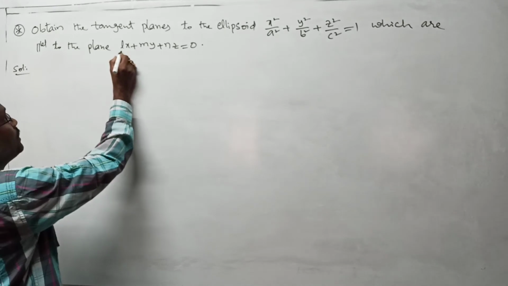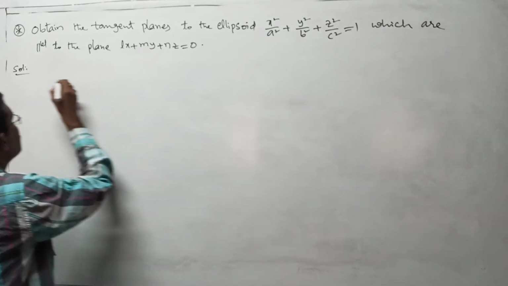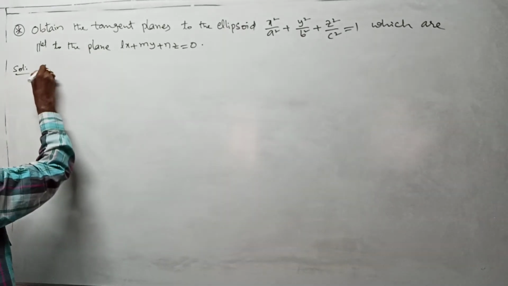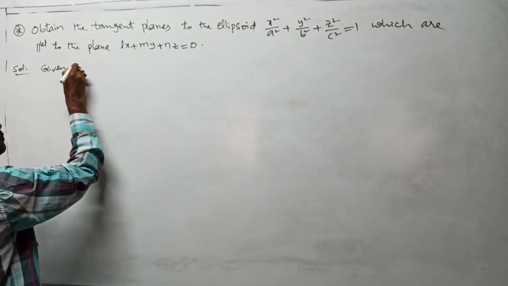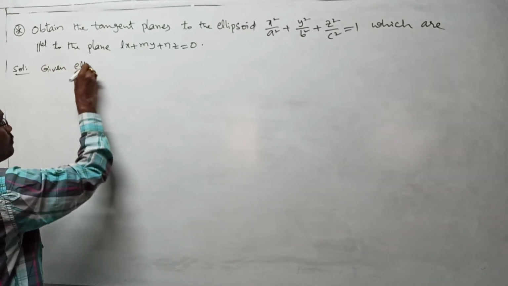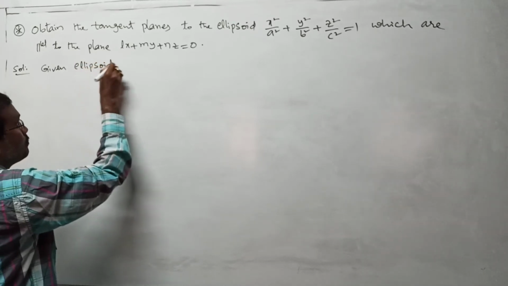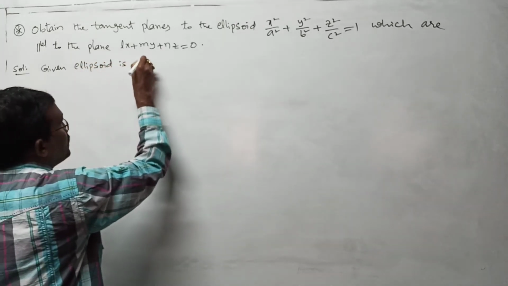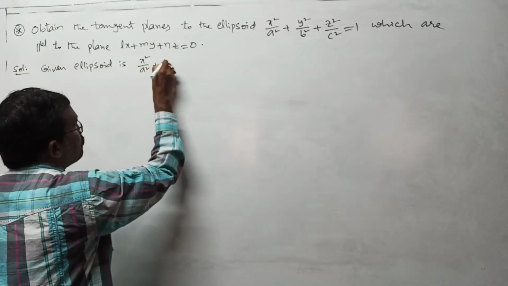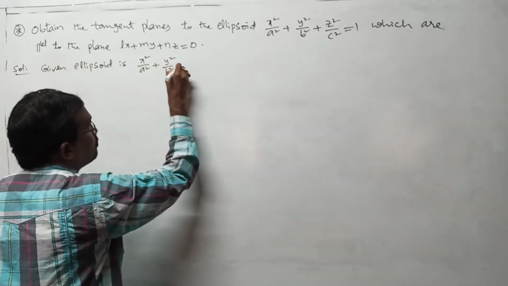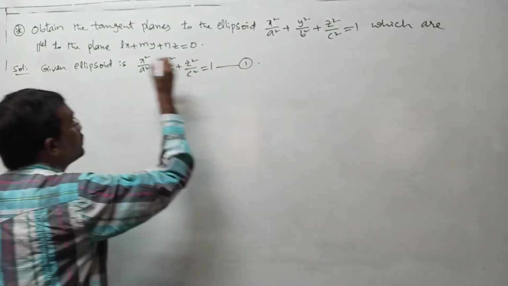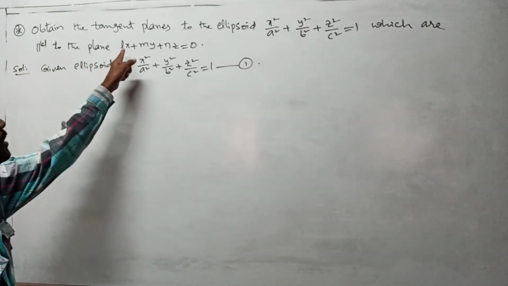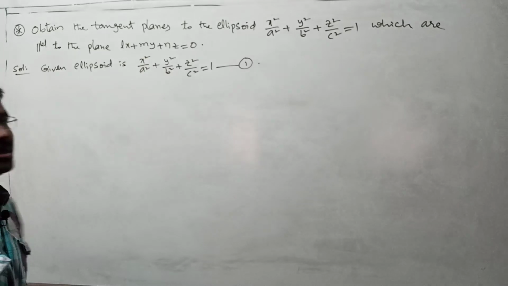First I am going to define a plane which is parallel to this plane. First write your given ellipsoid. The given ellipsoid is x²/a² + y²/b² + z²/c² = 1. Now define a plane which is parallel to this plane.